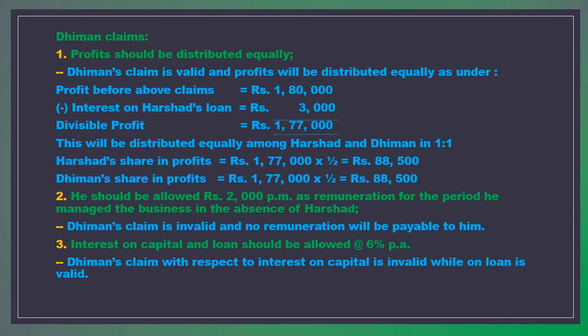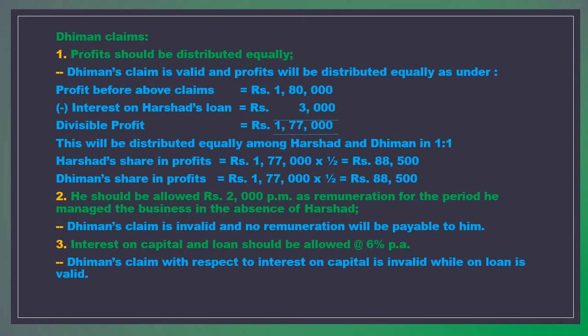Now, deduct interest on Harshad's loan from it of rupees 3,000 and the net divisible profit available to us will be rupees 1,77,000. This profit will be distributed equally among Harshad and Dhiman, that is, in the ratio of 1:1. So, half of 1,77,000, that is rupees 88,500 each, would be given to both Harshad and Dhiman as their share in profits.